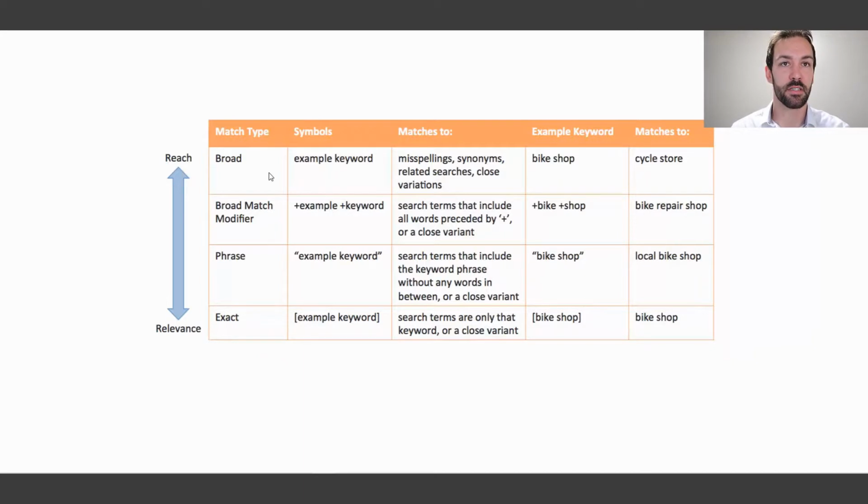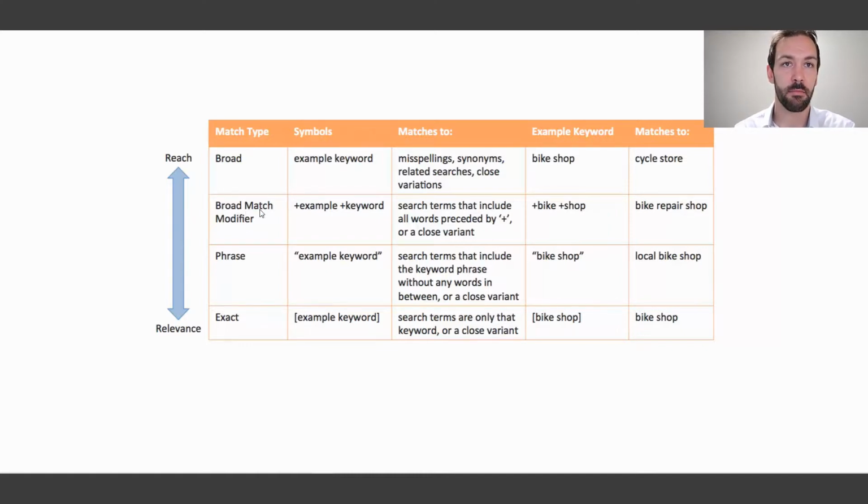It can encompass a whole heap of misspellings, synonyms, related searches, and close variations. An example would be bike shop and cycle store. So Google, in terms of search engine optimization, has latent semantic indexing, which means that they'll pick up words such as cat and be able to translate into words like feline, which are essentially the same thing. And you can see that broad match has done that here.